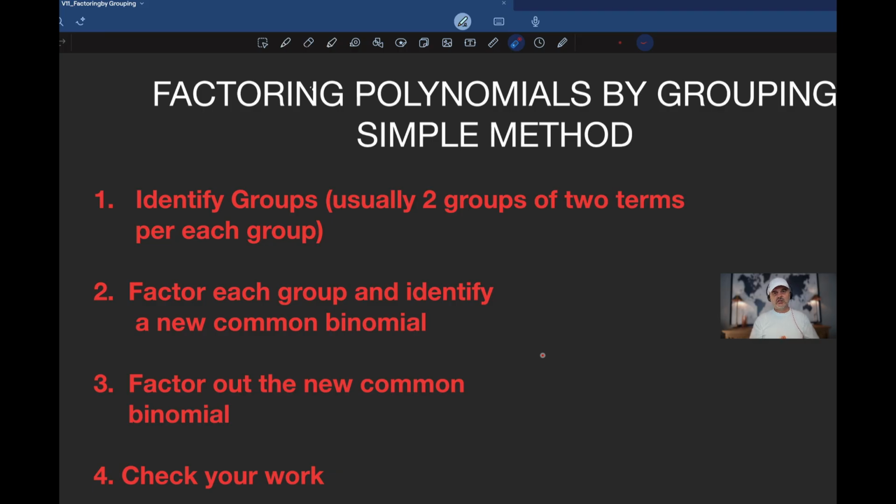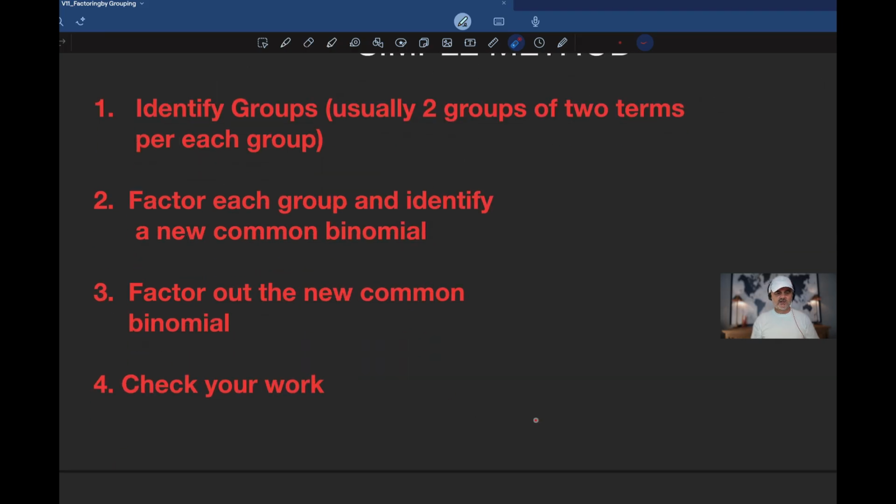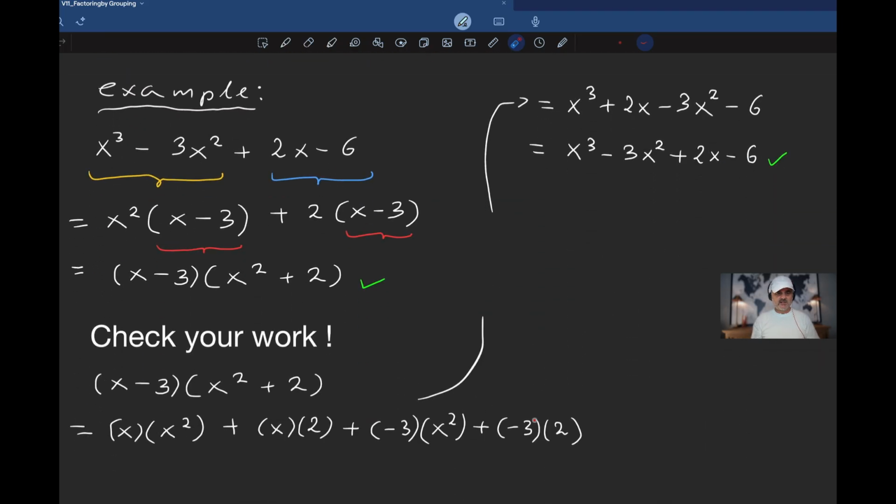So everything you learn, you must verify. You always review steps. Verification is key in any learning. So let's dive into this beautiful example that you see on the screen.